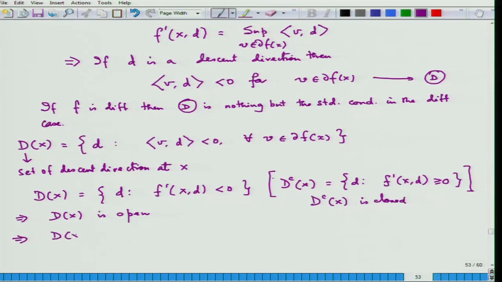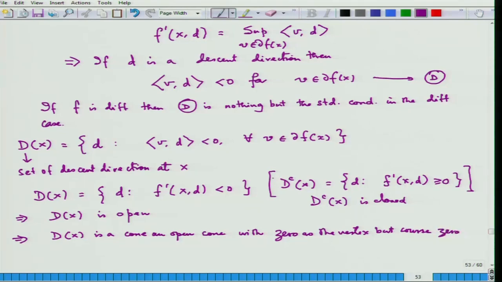Number 2, D(x) is a cone, an open cone, with 0 as the vertex, but of course, 0 is not an element of that cone, because if 0 is an element of this cone, then this will not be satisfied. This happens because f dash x d is positively homogeneous in d.